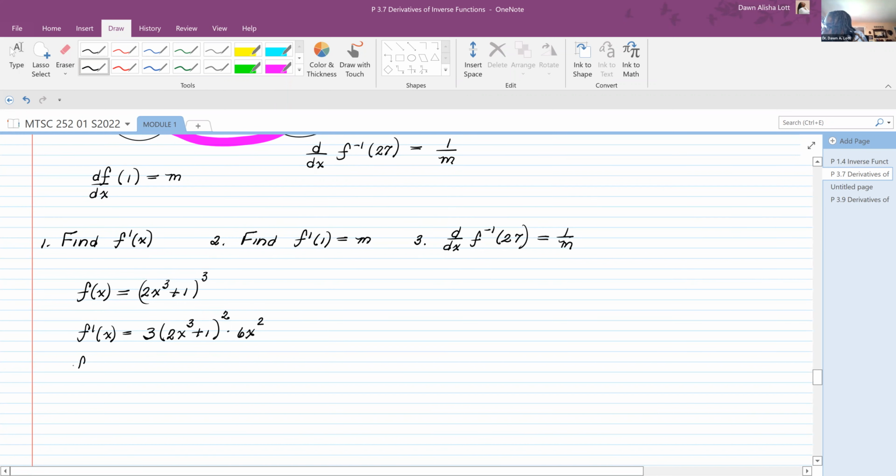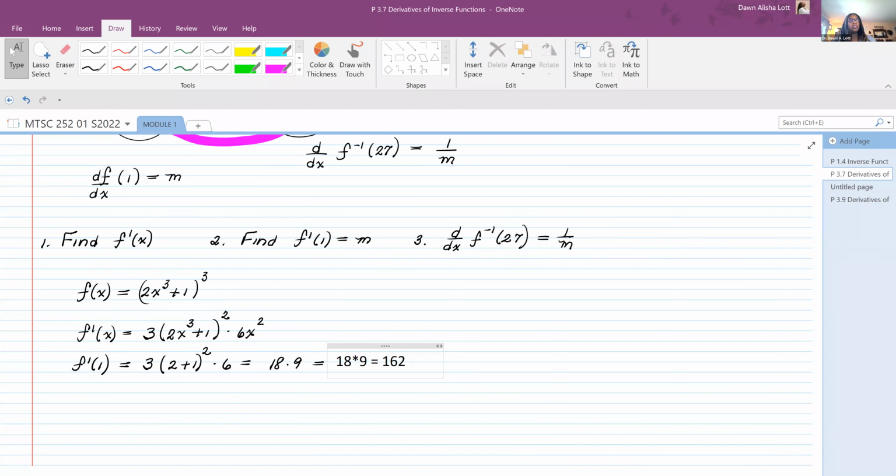Okay. So therefore we get f prime of 1 is 3 times (2 plus 1) squared times 6. So that's 18 times 9. And I love this when I don't feel like thinking, I can just do 18 times 9. Okay, 162.